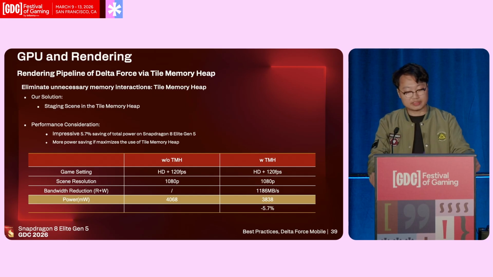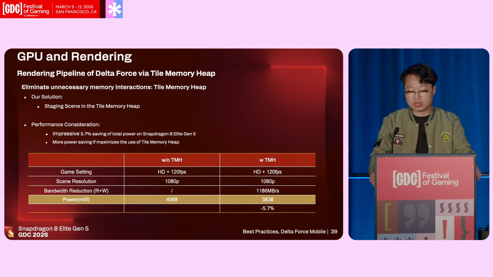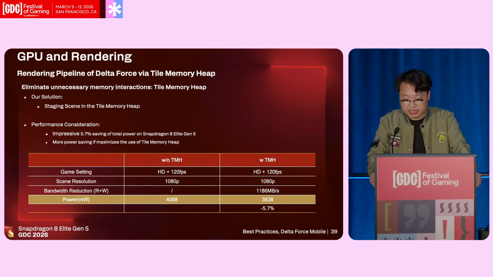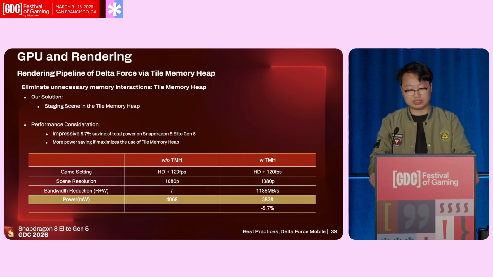We currently have the scene placed in the tile memory heap. Under our typical HD, 120 frames per second and 1080p configuration, we achieve a 5.7% reduction in the total power consumption. And yes, that's without sacrificing any visual quality or reducing the resolution. The results are very satisfying. We also plan to migrate more data to the tile memory heap, further extending the power savings.